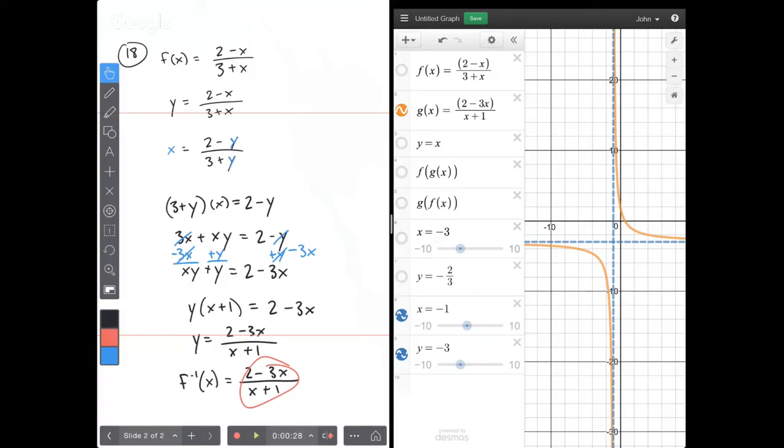I very well might make you find an inverse function from an exponential and then graph both the exponential and its inverse logarithmic function. That could certainly come up.